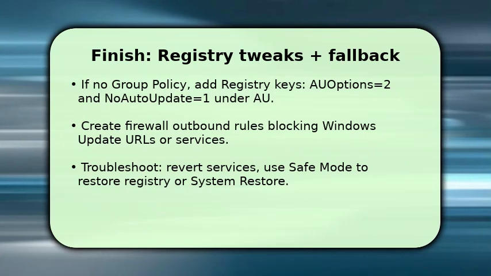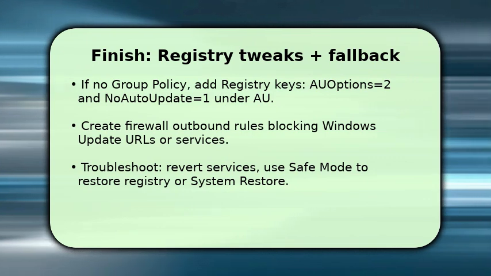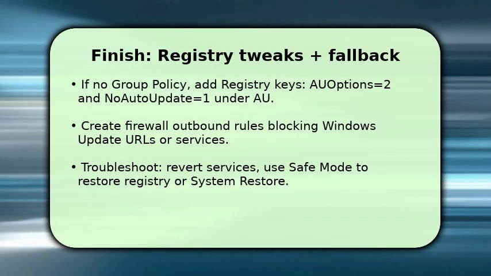If group policy isn't available, edit the registry. Under HKLM/Software/Policies/Microsoft/Windows/WindowsUpdate, add NoAutoUpdate equals 1 and AUOptions equals 2 to stop automatic downloads.